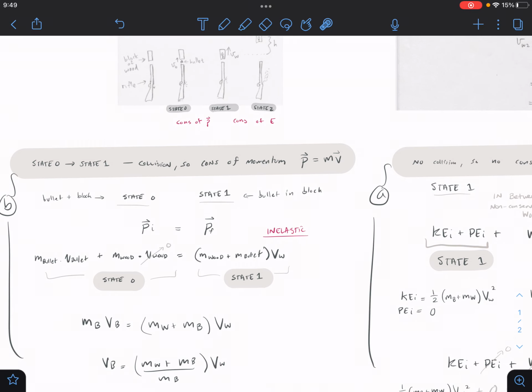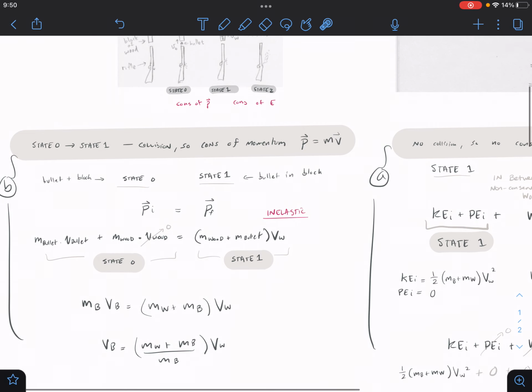So at state 0, we know momentum is equal to mass times velocity, and it's a vector. But we're only moving in one direction, the y direction, so the momentum in y is m v_y. But it doesn't really matter. We can leave it out because we're just dealing with one direction right now.